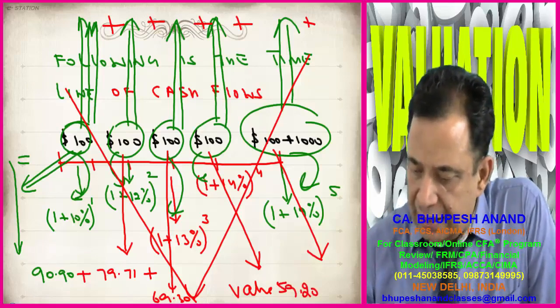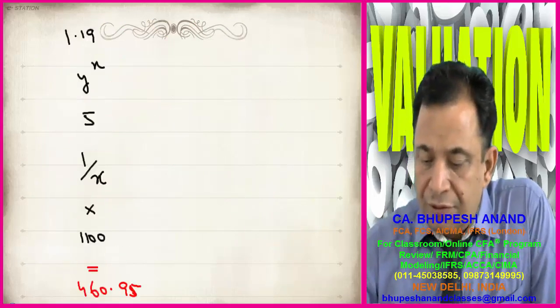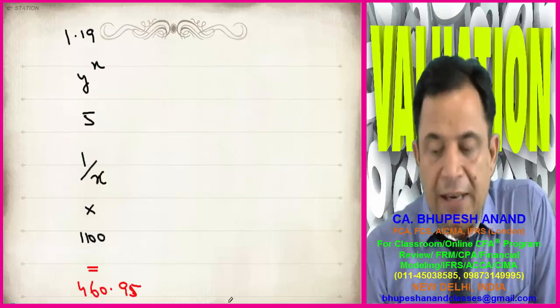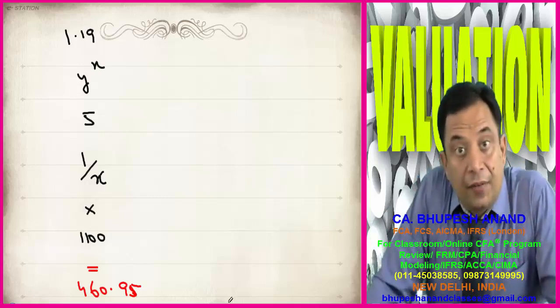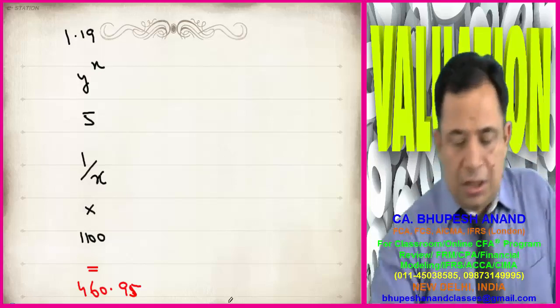So now at the end of the fifth year I want to calculate. I will be using the fifth year factor, that is 1.19, y raised to power x, again because there is a power of 5. We cannot do it directly, so I will be taking the inverse function: 1.19, y raised to power x, 5, 1 upon x inverse, into 1100, is equal to 460.95.